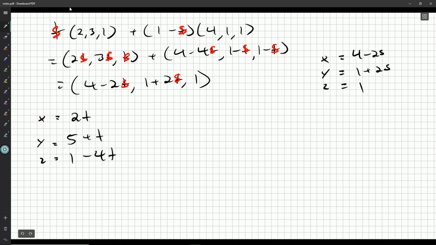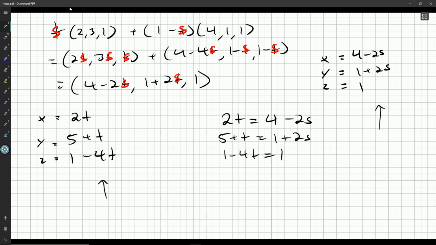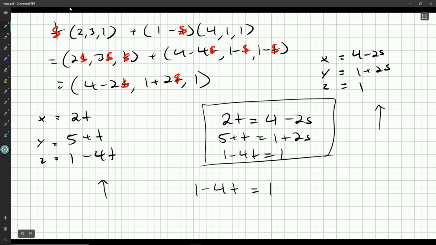Now, if these two lines have a point of intersection, then we should be able to set the x values equal, set the y values equal, and set the z values equal. We need to find values for s and t so that when I plug them back in, I get the same point on both lines. So we just need to solve this set of equations. Let's look at the third equation. 1 minus 4t is 1. Let's subtract 1 from both sides. Negative 4t is 0, so t should be 0.